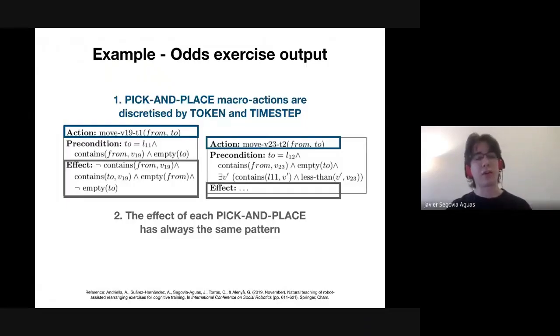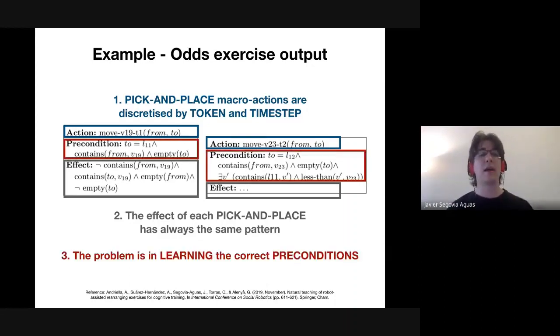something that is contained in the from is no longer in the from. And the from will be empty. The destination cell will no longer be empty and will contain the token that we are moving. And this will be the same for all possible macros we have. And then the preconditions are exactly the problem that we want to learn. That is the problem in learning: the correct preconditions are the rules of the game. Preconditions are the key point of these exercises that they use for assessing mild dementia patients.